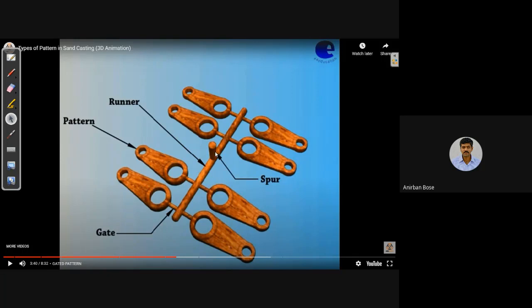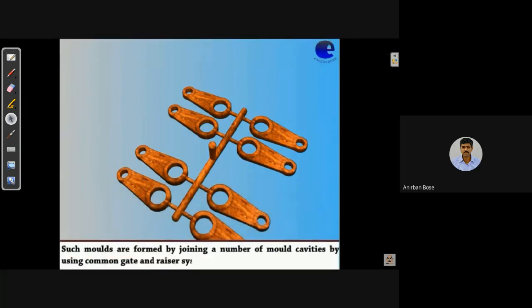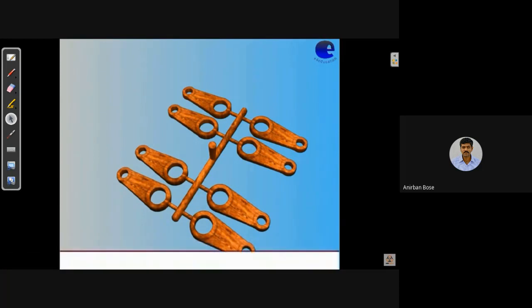The whole gating system as well as the pattern is actually created, maybe made of wood. Okay, and then the mold is created. In the mass production of castings, more mold cavities are formed in a single mold. Such molds are formed by joining a number of mold cavities by using a common gate and runner system. Hence, this type of pattern is called a gated pattern.